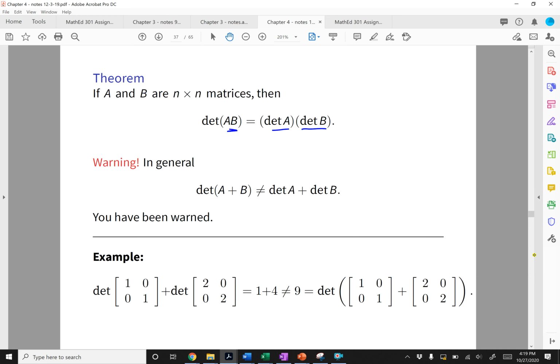It's not true for addition in general, so be careful. A and B could both be invertible matrices, but when you add them up, they could be the opposites of each other, and you add them up, then you get 0. That's an easy proof there, but they do another example down here to show that it's not the case.